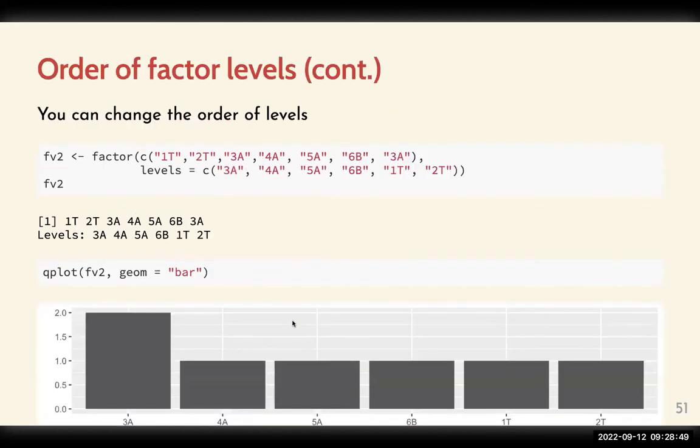If you want to change the order of levels, you can specify the new order under levels. Now you can see the order of the levels is same as the order that you define here. Now the bars are displayed according to this order: 3A, 4A, 5A, 6B, 1T, and 2T.